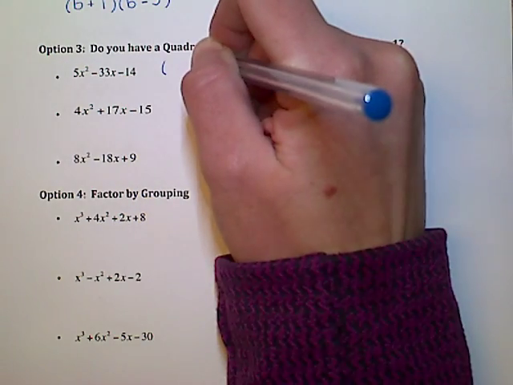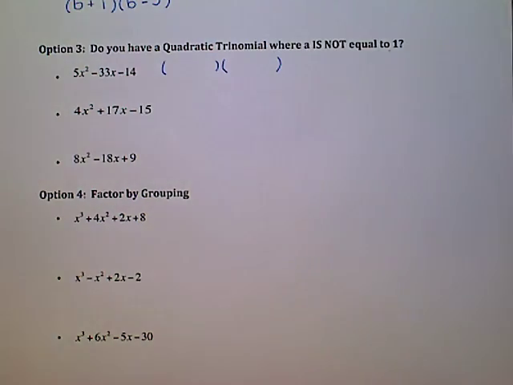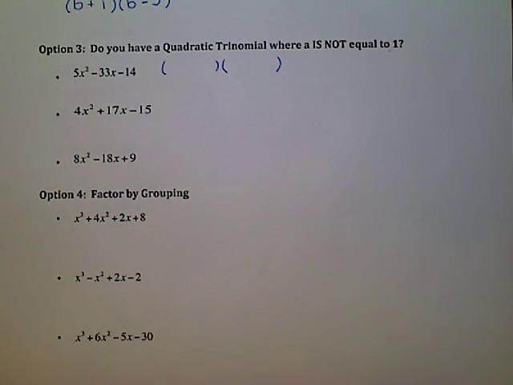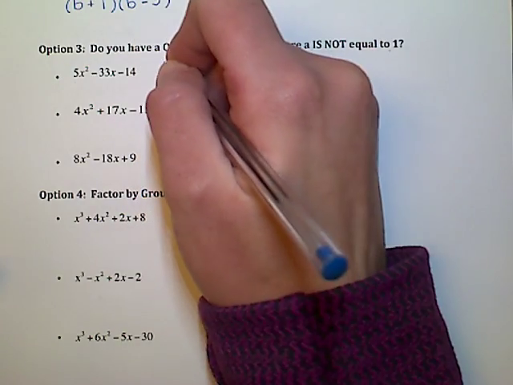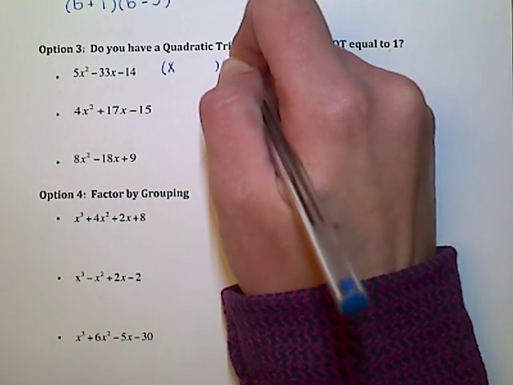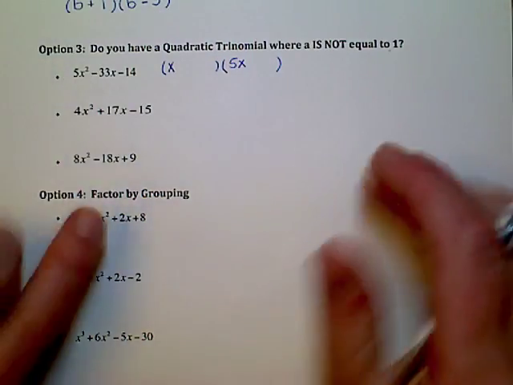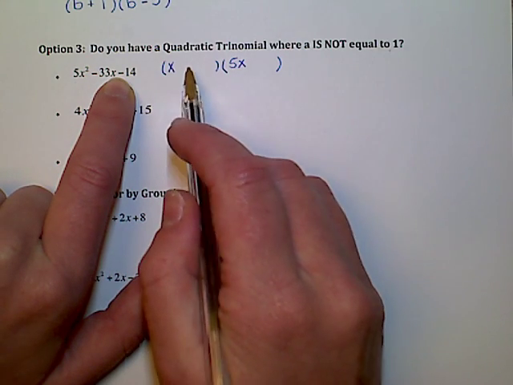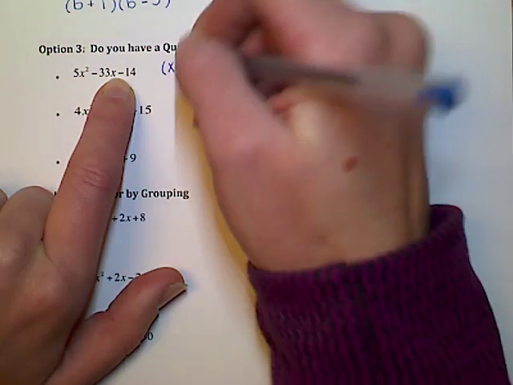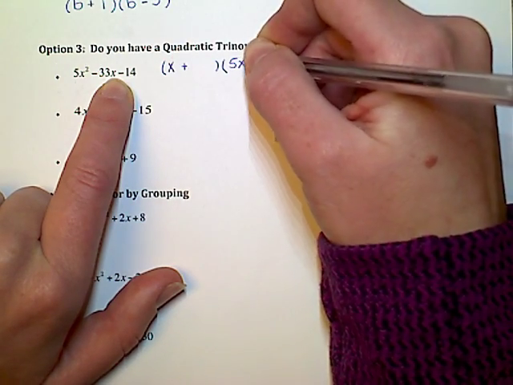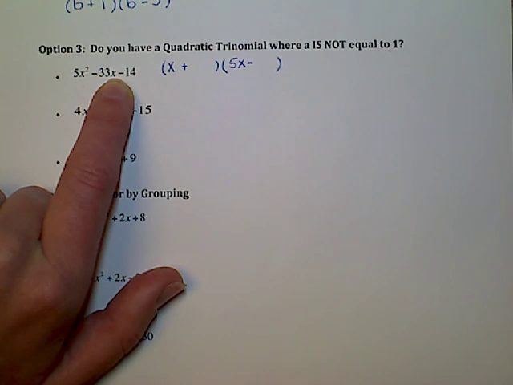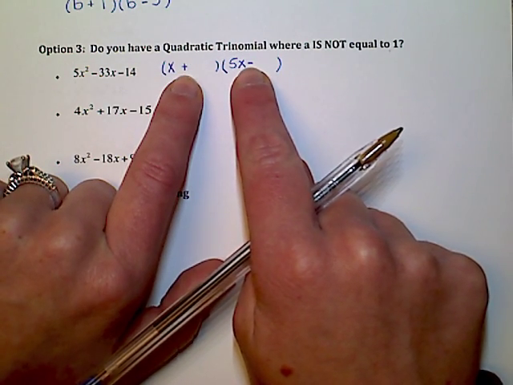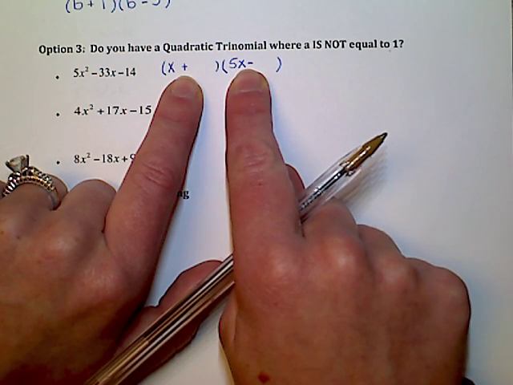So again, reverse foiling here. I've got to think of things that multiply to 5x squared. Luckily on that one there's not a lot of options. It's x and 5x. Now we have to multiply to a negative, which means one of these will be plus and one will be minus, and I don't actually know which one is which, so I'll just have to do a little guess and check. It may end up being that I switch those signs to get the correct factorization, but we'll have to see.